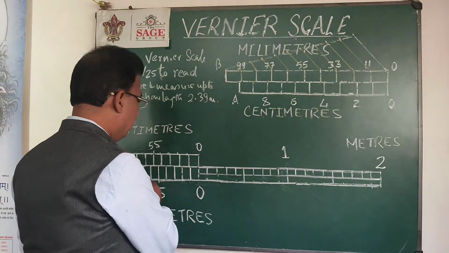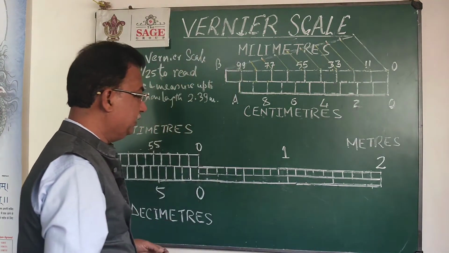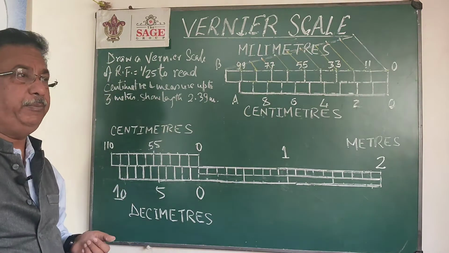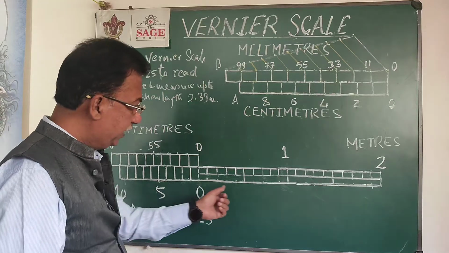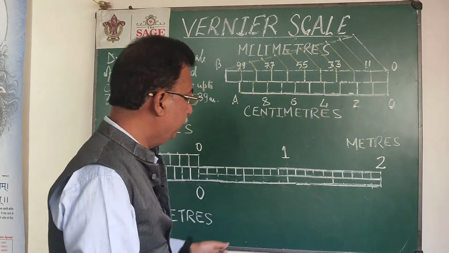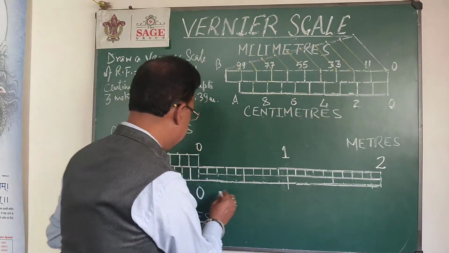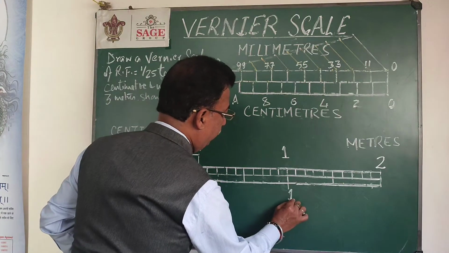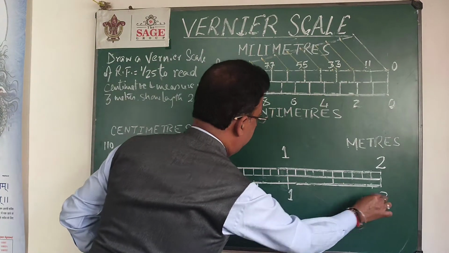So what I will do, I have drawn a line of 12 centimeter length, and as you know that this length will be equal to 3 meters. So I have divided this primary scale into 3 parts, and these 3 parts are like this. So this is 1 and 2 meter in the right side.